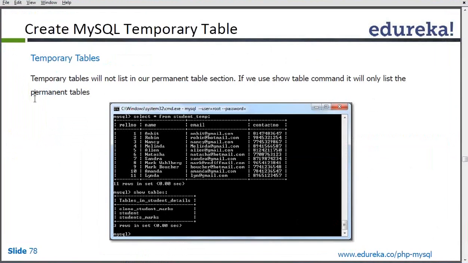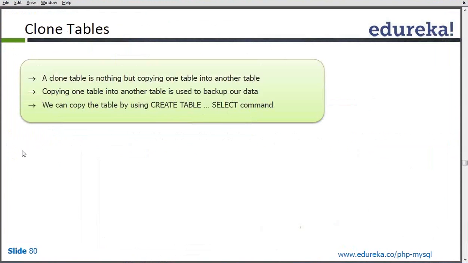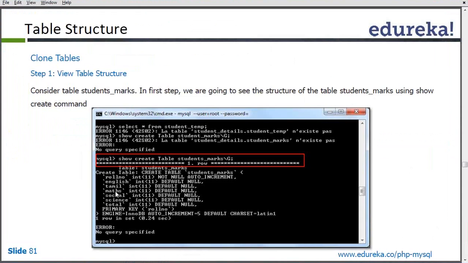Okay, so this was all about temporary tables. Now cloning a table. Cloning simply means we create a new table with the same syntax and same fields, and we pass our data from that table to the new table, and this is basically done for keeping a copy of a particular table for backup purpose only.